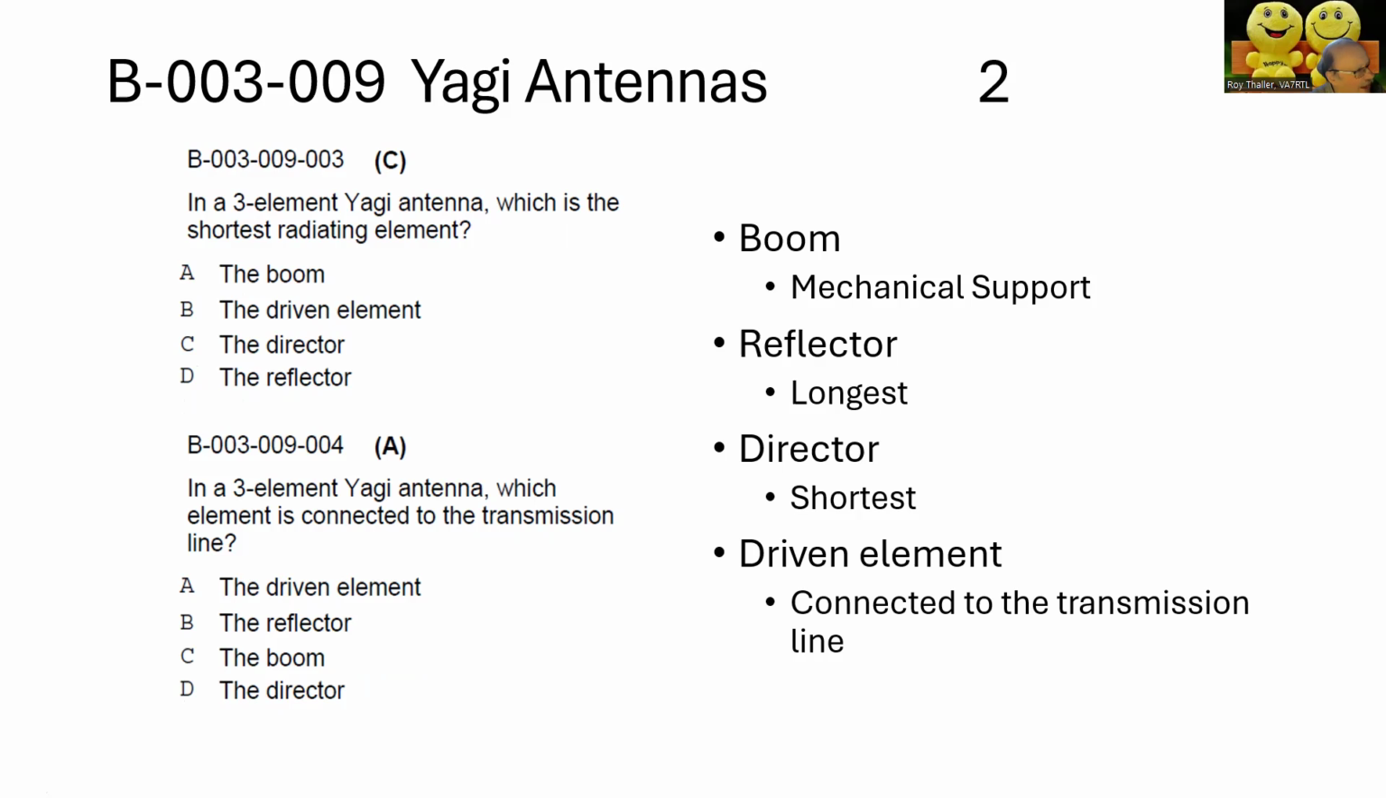In the three-element Yagi, which is the shortest radiating element? The shortest one would be the director, which is C. And in a three-element Yagi antenna, which element is connected to the transmission line? That would be A, the driven element. That's what's connected to the transmission line and to your transceiver.